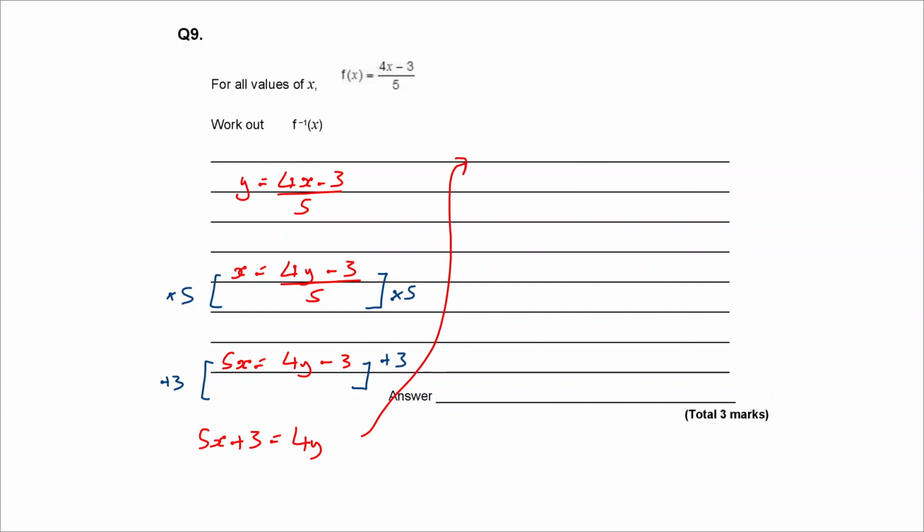And we're going to divide by 4, giving us 5x plus 3 divided by 4 is equal to y. And my final step, I just replace the y with the inverse function notation. So f inverse of x is equal to 5x plus 3 divided by 4. Okay, and that's it.